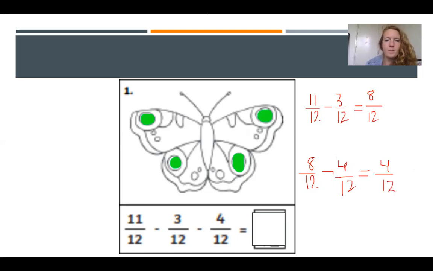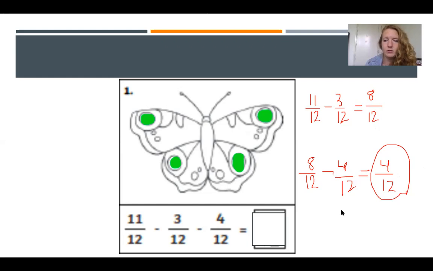Now this activity, you have a butterfly and then you would need to try to match it. So this one I've colored green. You would then match it to the equation on the next page. So you would try to find 4 twelfths. Now it might be that it has been simplified into an equivalent fraction. So what factor do both 4 and 12 have?